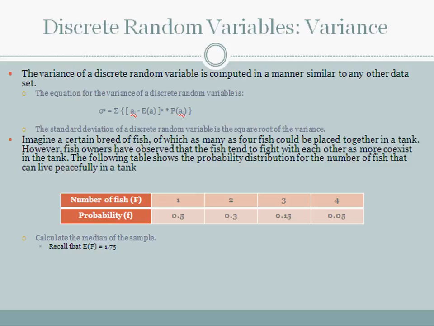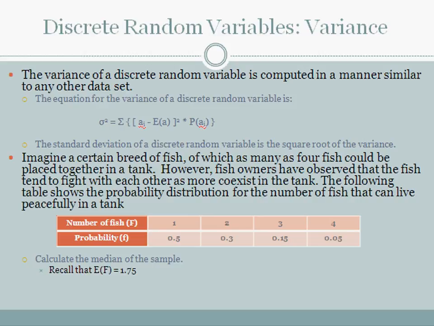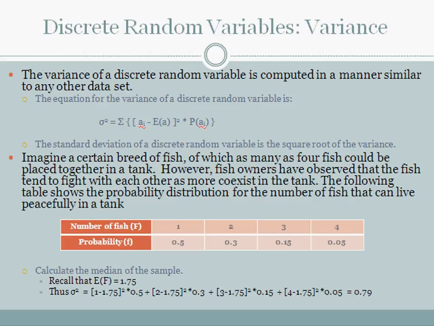We're back to our fish in the tank. Recall that the median of the sample is 1.5 and the expected value is 1.75. We will need this to calculate variance. Now, calculate the difference between 1.75 and each of the values for the number of fish. Square that difference and multiply by the probability of that value occurring. Sum each of these together for each value.